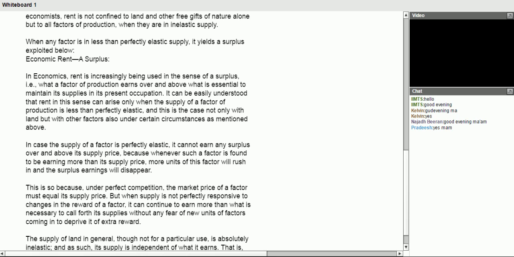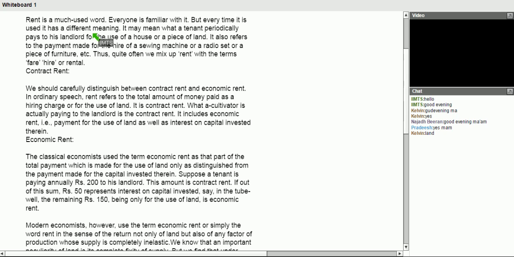Kelvin? Land. Yeah, it's land. So basically we are going to study the cost of land to a manufacturer. Rent is a much used word, so everyone is familiar with it, but every time it is used it has a different meaning. It may mean what a tenant periodically pays to his landlord, like the monthly rent which we pay. That is the common and simplest meaning of rent.